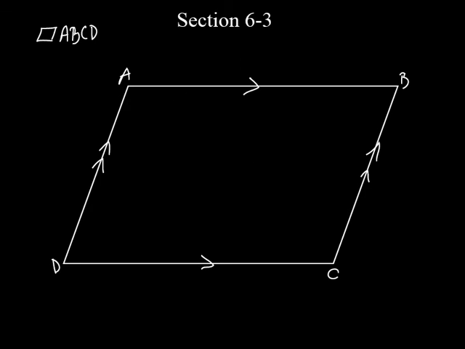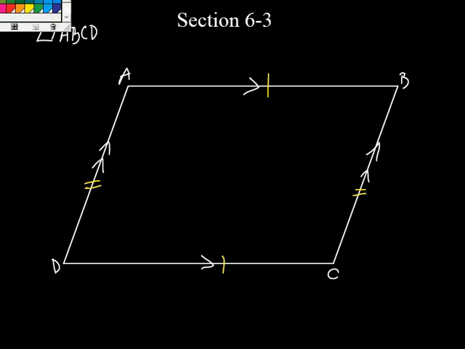But then we learned some other things, didn't we? Let's do each one in a different color. We also learned about the lengths of the opposite sides. What did we learn? That the opposite sides are equal to each other. So AB and DC are equal to each other, and AD and BC are equal to each other.